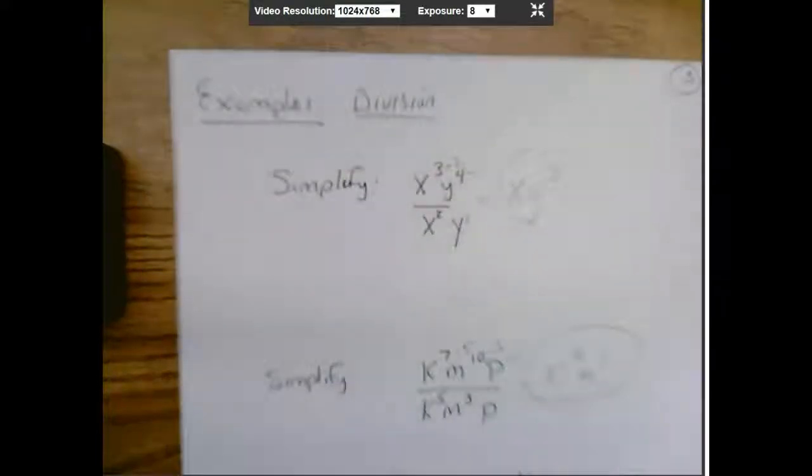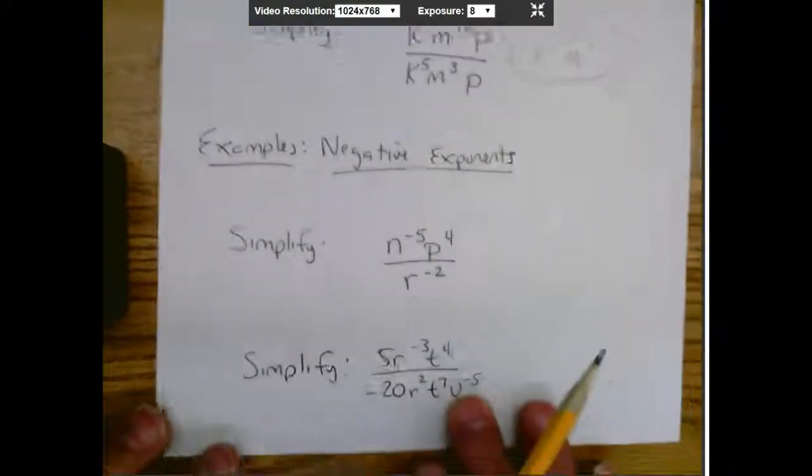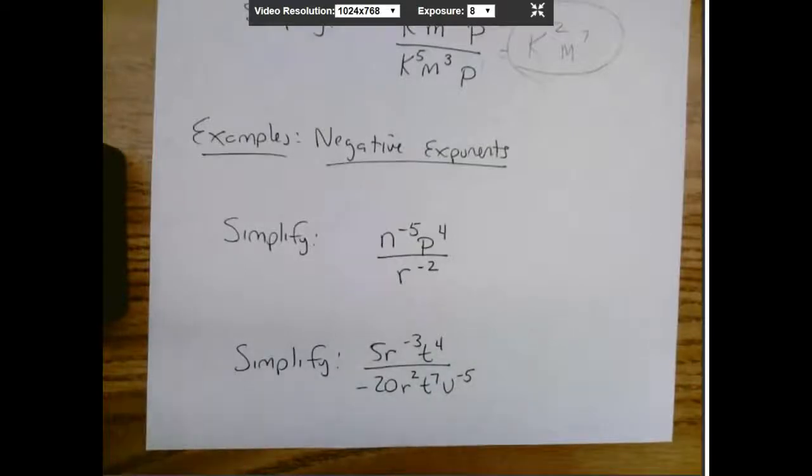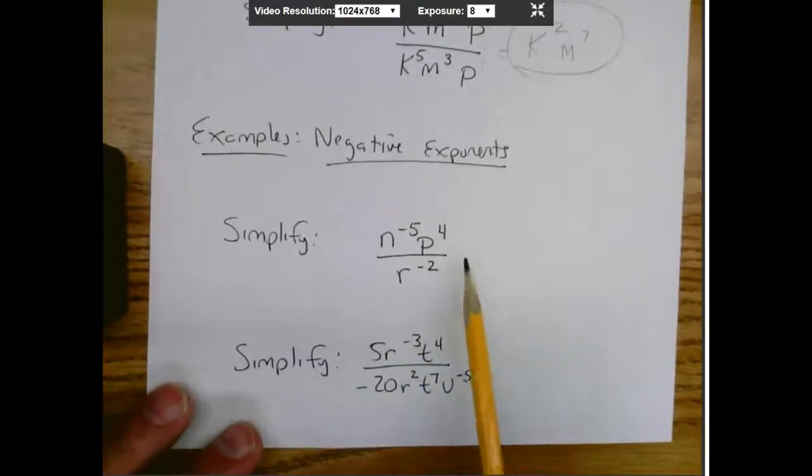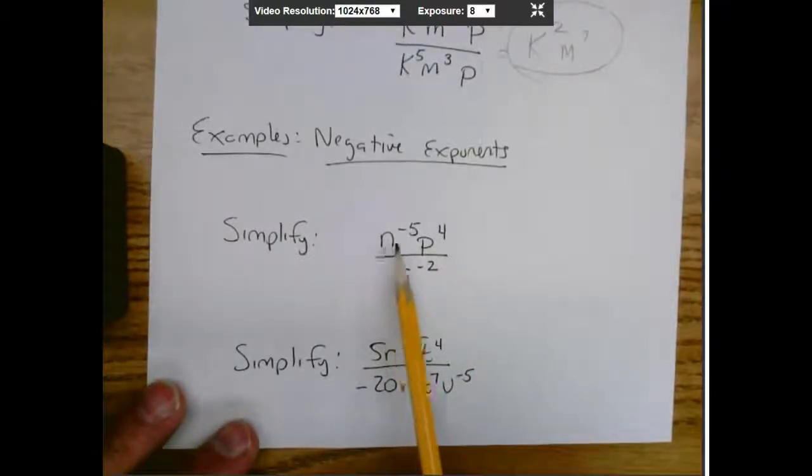That's a few examples of doing division. And then if we look at negative exponents here, and we want to simplify. So if we're looking at this one, let's just name off what we have first.